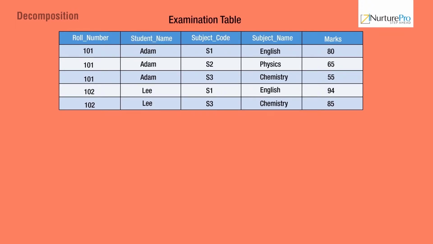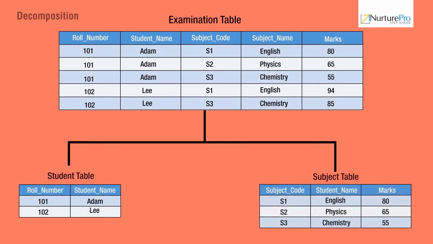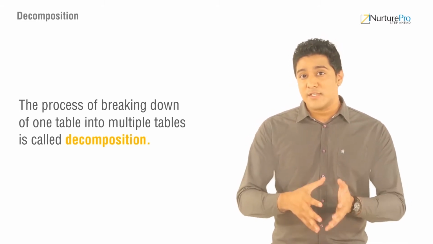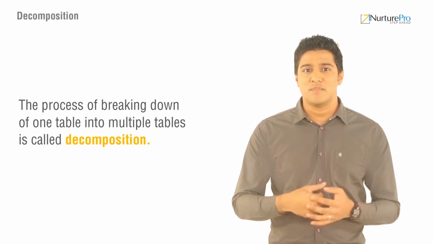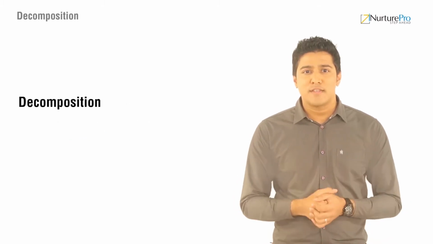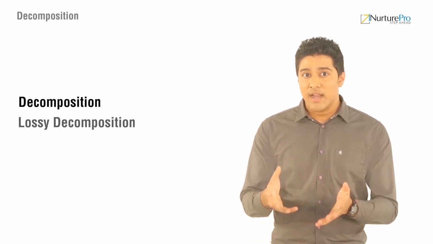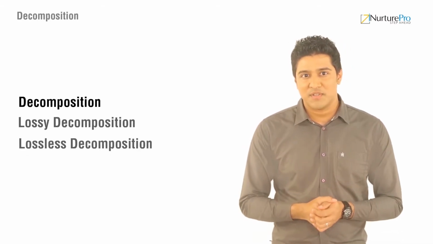So how can we resolve this redundancy of data in the examination table? This can be achieved by breaking the examination table into 2 tables, that is, student and subject tables, so that we can eliminate the duplicate values. Therefore, the process of breaking down of one table into multiple tables is called decomposition. There are 2 methods of decomposition. One is lossy decomposition and another is lossless decomposition.